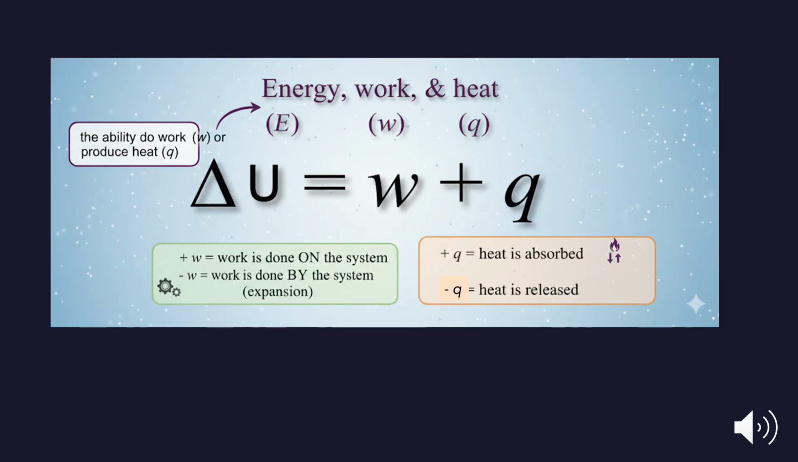This is a simple technique to remember the quantities and their directions. Positive Q is heat absorbed, or endothermic. Negative Q is heat release, or exothermic. And positive W means work done on the system. Negative W is work done by the system. You can use this simple technique to solve any questions related to the first law of thermodynamics.